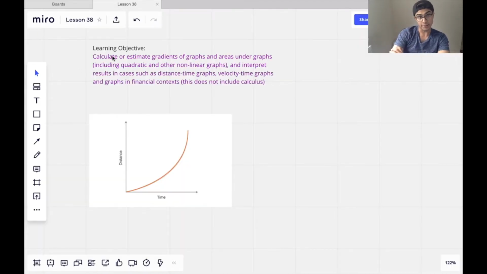Today's learning objective is to calculate or estimate gradients of graphs and areas under graphs, including quadratic and other non-linear graphs, and interpret results in cases such as distance-time graphs, velocity-time graphs, and graphs in a financial context.